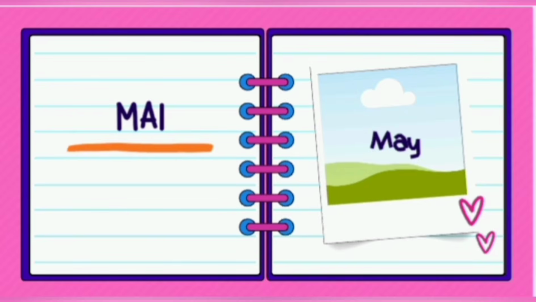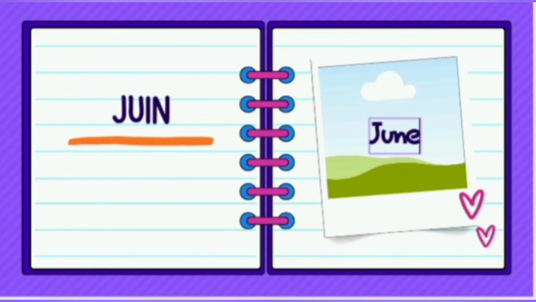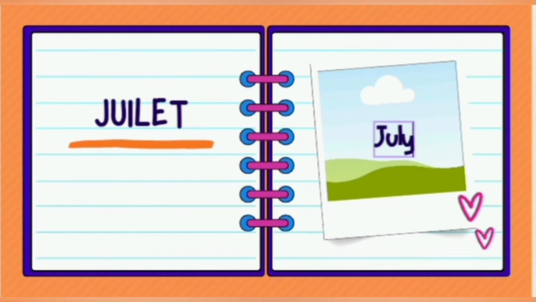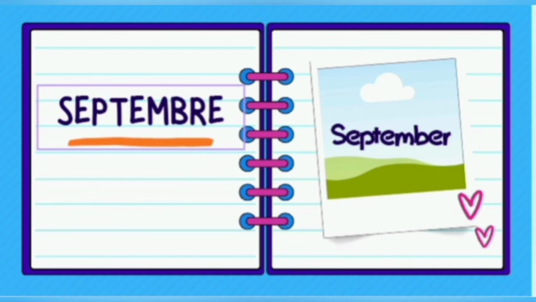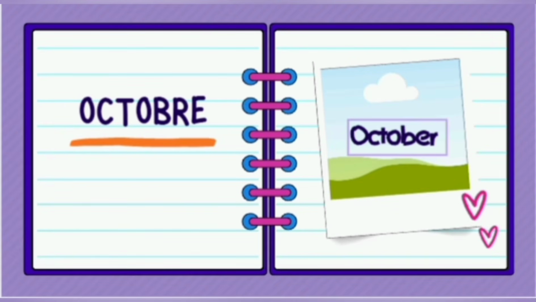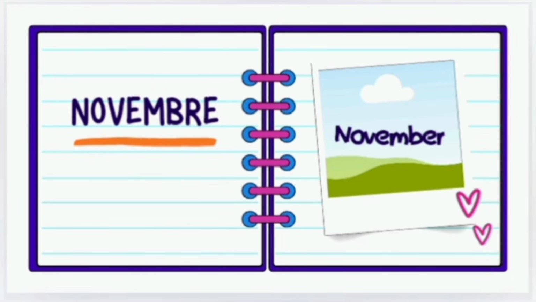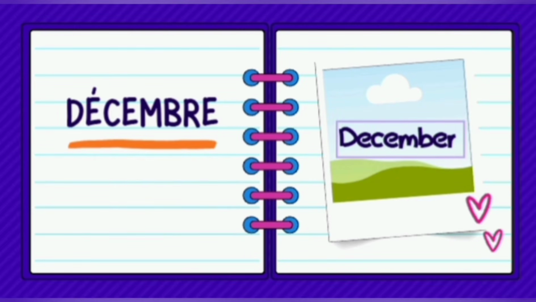Mai, May. Juin, June. Juillet, July. Août, August. Septembre, September. Octobre, October. Novembre, November. And Décembre, December.